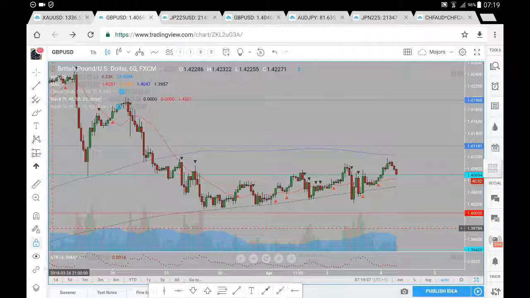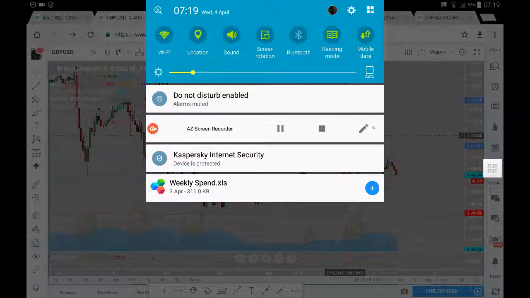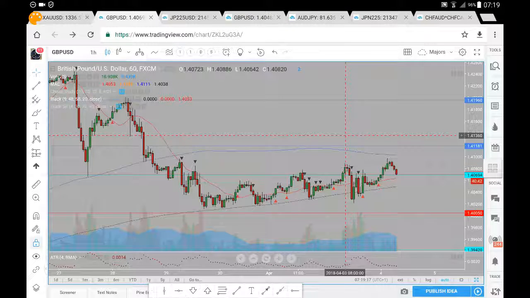So this is the pound dollar analysis for Wednesday, the 4th of April. Now, let's just have a look at where prices are and where prices may likely go. As we can see here on the pound against dollar, we've been in a bit of a tight trading range with a slight bias to the upside.